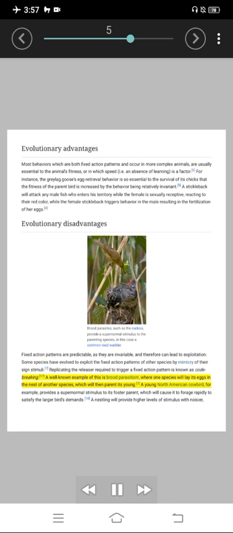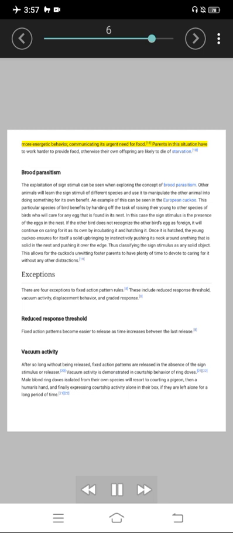A well-known example of this is brood parasitism, where one species will lay its eggs in the nest of another species, which will then parent its young. A young North American cowbird, for example, provides a supernormal stimulus to its foster parent, which will cause it to forage rapidly to satisfy the larger bird's demands. A nestling will provide higher levels of stimulus with noisier, more energetic behavior, communicating its urgent need for food. Parents in this situation have to work harder to provide food, otherwise their own offspring are likely to die of starvation.